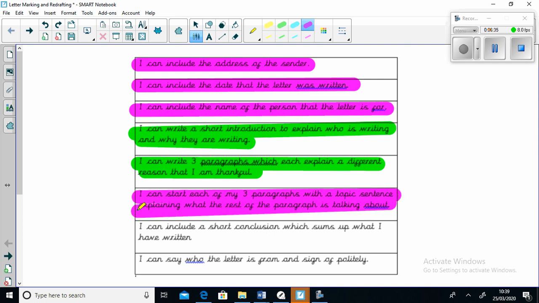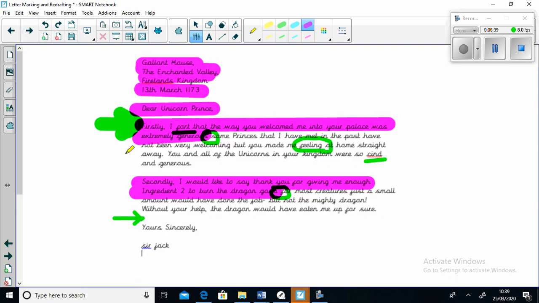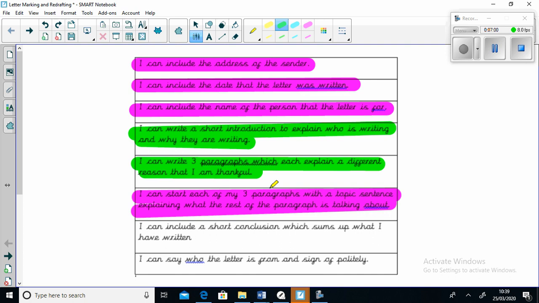I can include a short conclusion which sums up what I have written. Let's have a look. Oh, I'm not sure. I've got my first reason, my second reason, and then I skip straight to here. So again, that's another thing I think could be made even better. After my 3rd reason, I could put a little extra paragraph in, which sums up everything I've written about. I reckon that one is another area for improvement.